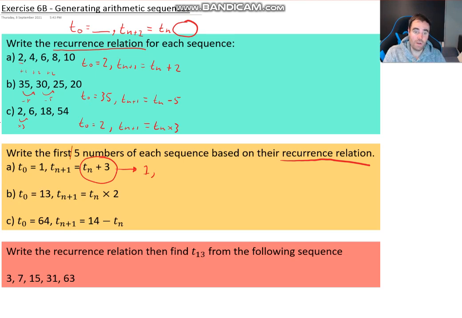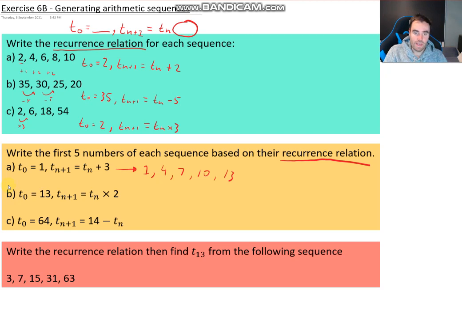You're doing the first 5 numbers there. So first 5 numbers, we are doing plus 3. So that would be 4, 7, 10, and 13. So that's going to be our answers just there. Okay, next one.